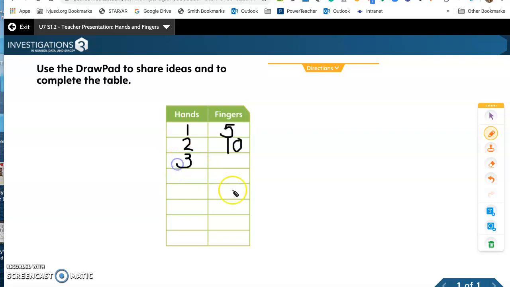How many fingers would 3 hands have, you guys? 5, 10. That's right, 15. Do you see the pattern? Each time I add a hand, I'm adding 5 to my fingers. You might use this strategy to do your workbook pages today.